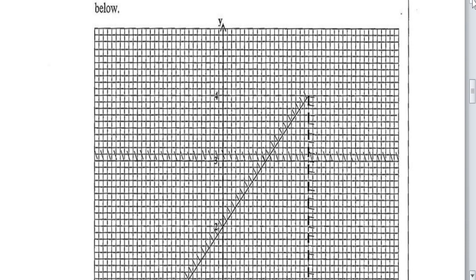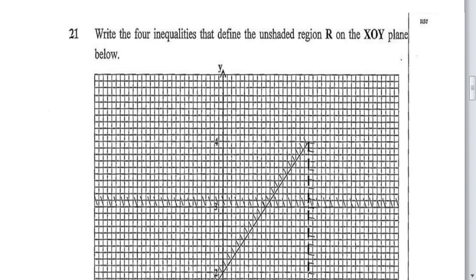So in this example, we have the question which says, this is our example 2. Write the 4 inequalities that define the unshaded region R on the x-y plane below. This is the last example we're looking at. Then we'll also look at 2 questions that you can try. So this is what we have here.